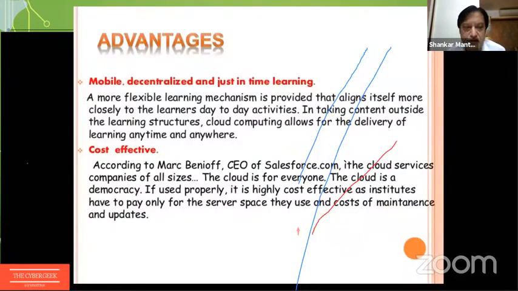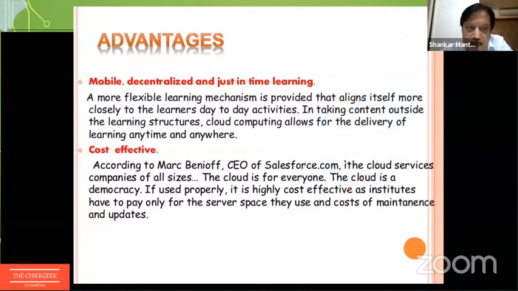That is cloud services. So what are the advantages? It's very mobile, decentralized. I don't even know where what exists. I don't know where the server is. I don't know where the services are coming to me from, and so on. And just-in-time learning. JIT is a Japanese concept typically used in manufacturing and production houses. So you provide a service when you need it. So you don't invest in that and keep it idle when not in use. So just-in-time learning.